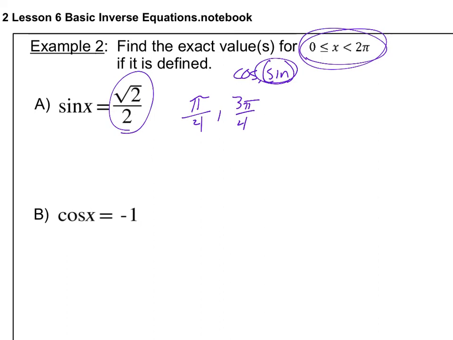Here, cosine of x is -1. Where on your unit circle is cosine -1? That only happens at one place, pi. That's the only place where the cosine of x is -1. Moving on.